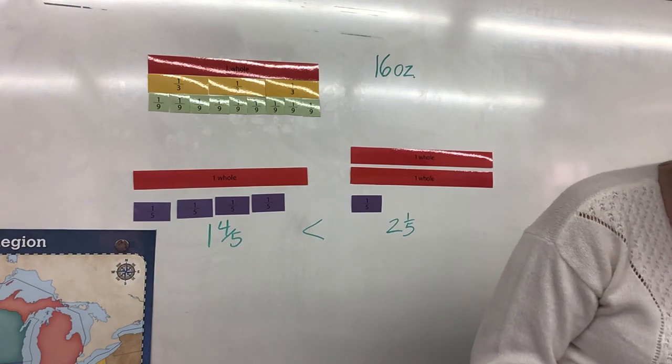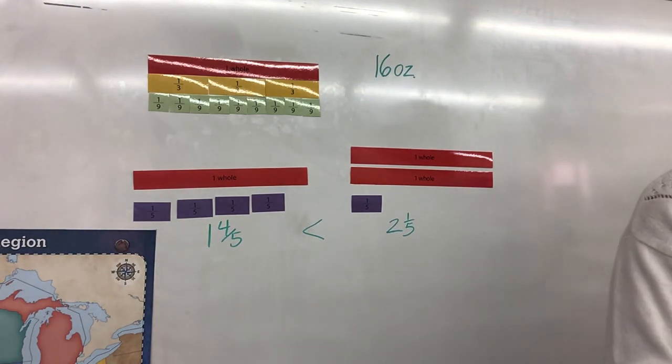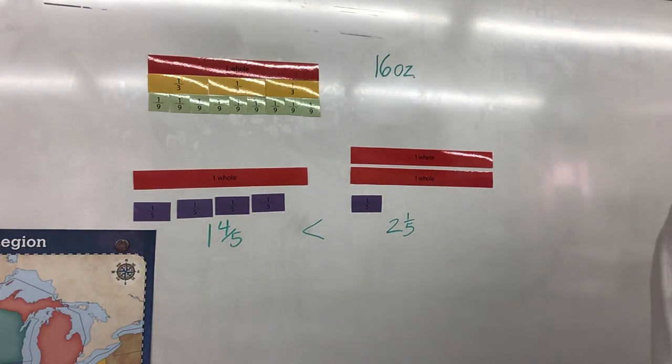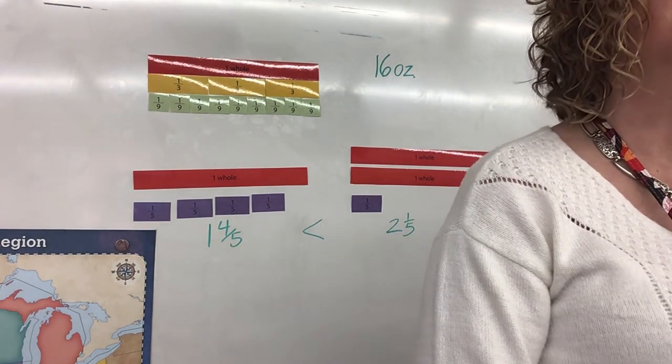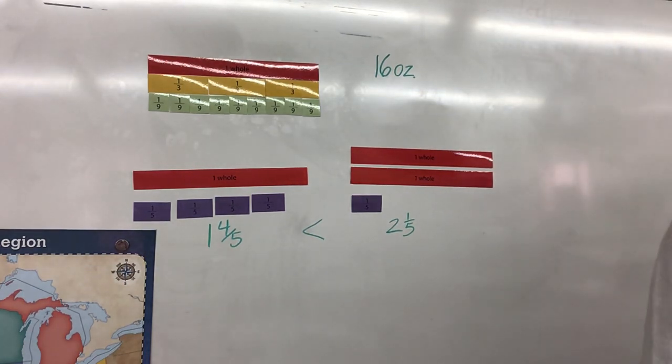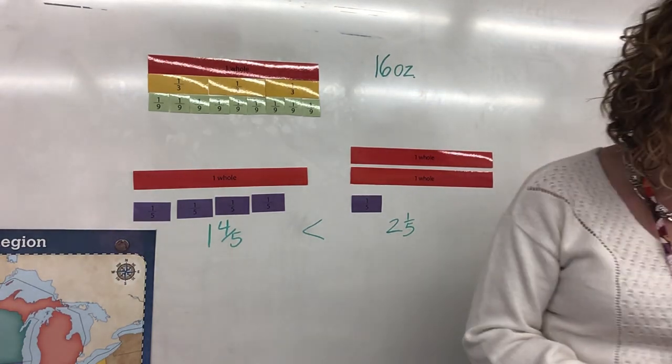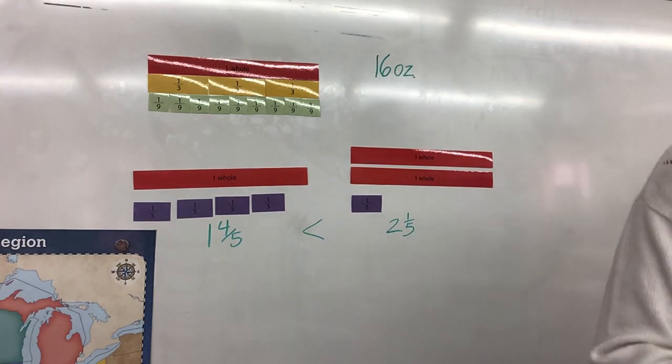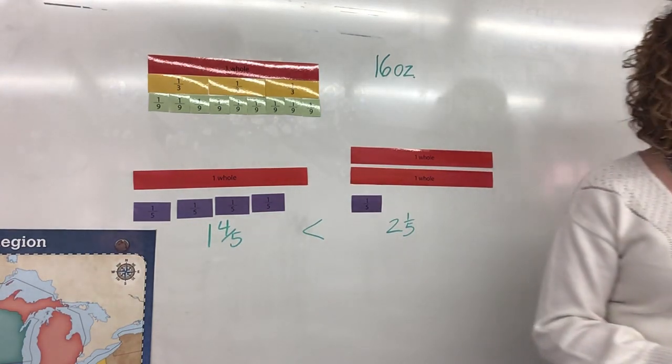All right, the next one says 20 ounces on one side. On the other side, it says 1 pound. Well, 1 pound is 16 ounces. Where are the rest of you? So write 16 ounces again. So this time you're not comparing 16 ounces to 16 ounces. You're comparing 20 ounces to 16 ounces. And you say 20 ounces is greater than 16 ounces.